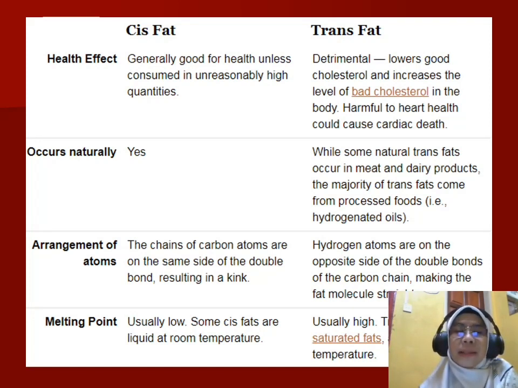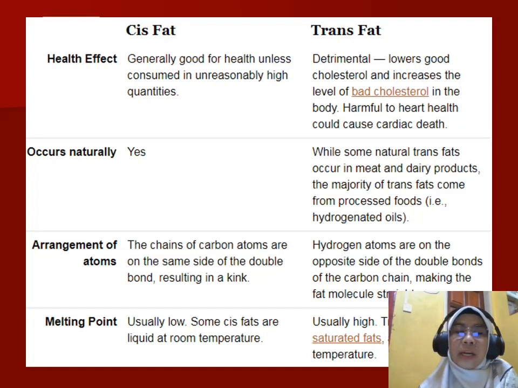Okay, this is the difference between cis fats and trans fats. For health effect, cis fats occur naturally, yes, but for trans fat, some trans fats occur in meat and dairy products, and the majority of trans fats come from processed food.